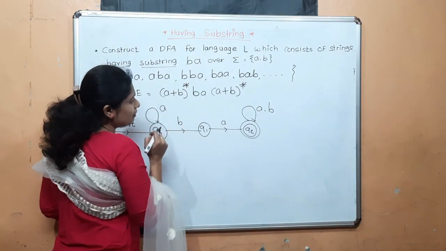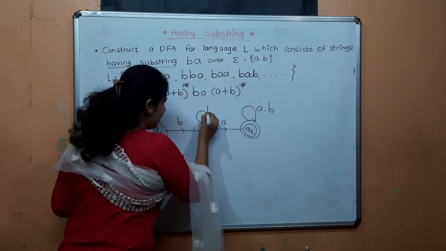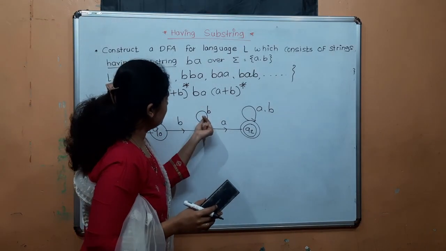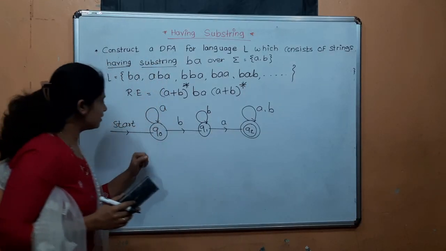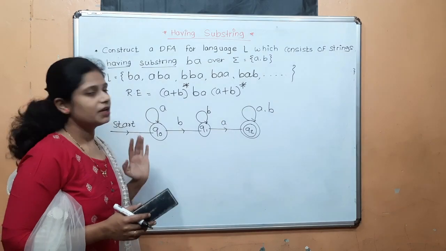Now see here, after this B, if B occurs, then what can I do? I can give the self loop of B, because after this B, any number of B's can occur, and we can still get BA as a substring. Now check whether it is fulfilled or not. Q0 A B, Q1 A B, Q2 A B.